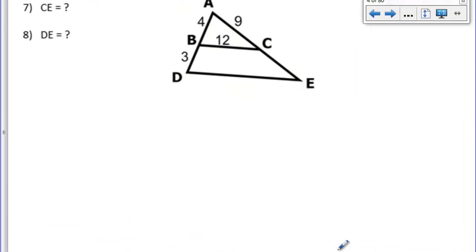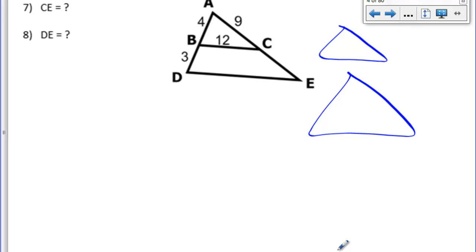Number 7, we're told that BC is parallel to DE. You can take this one shape and imagine that it's really two triangles where 4 and 9 are the lengths of two of the legs for the first triangle, and then 7, 4, 9, 12, and then 7 is the length of one leg of the larger triangle. So let's figure out what CE is.